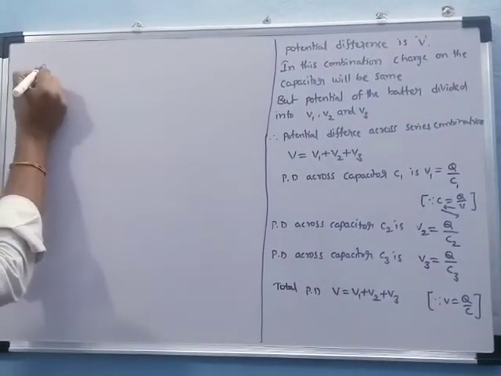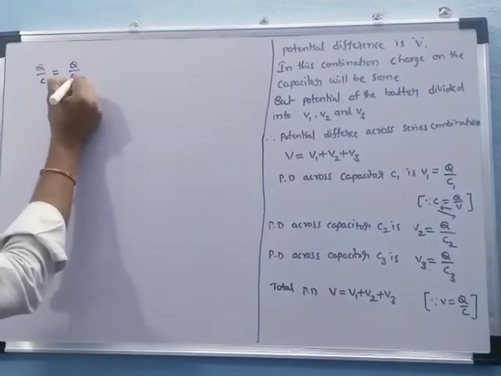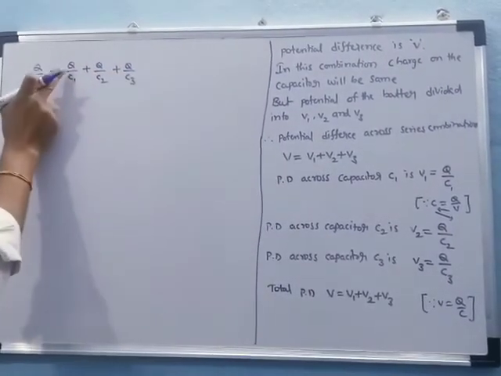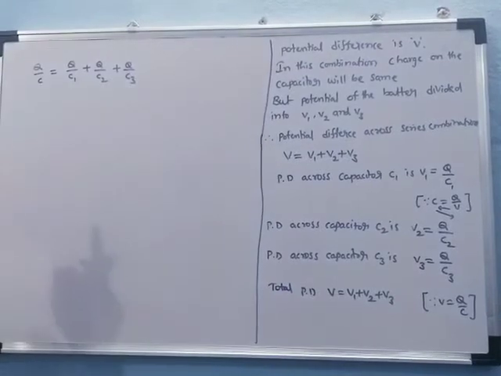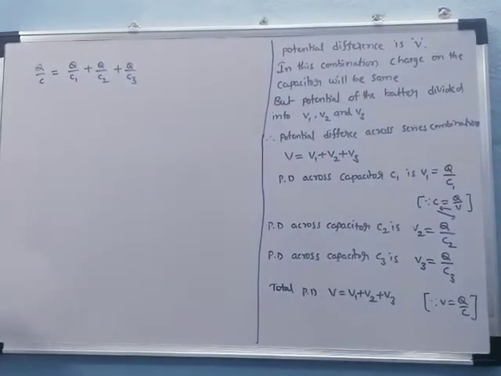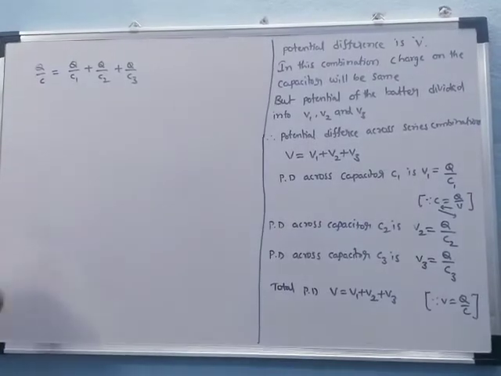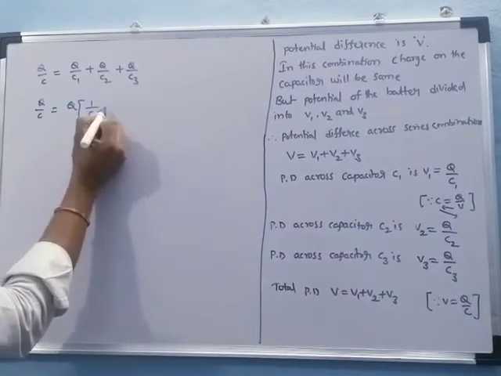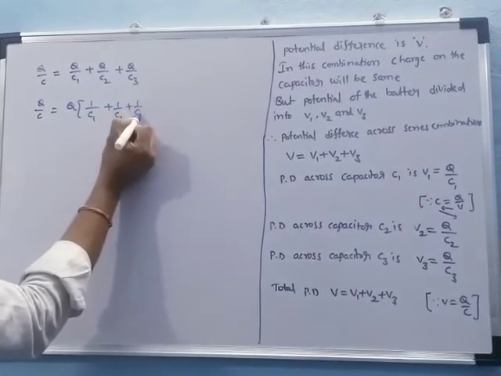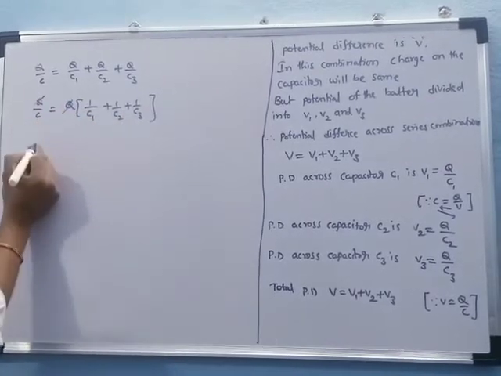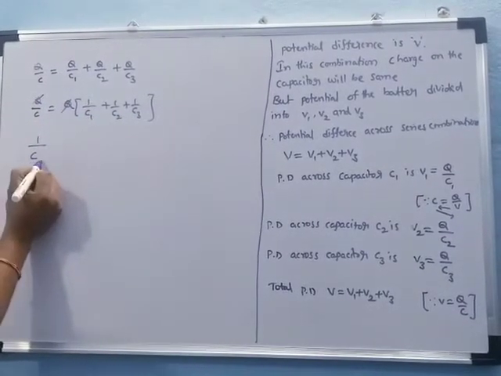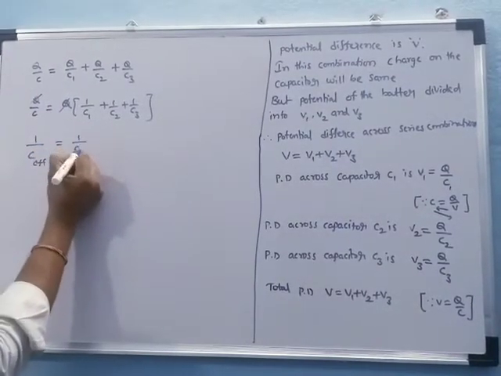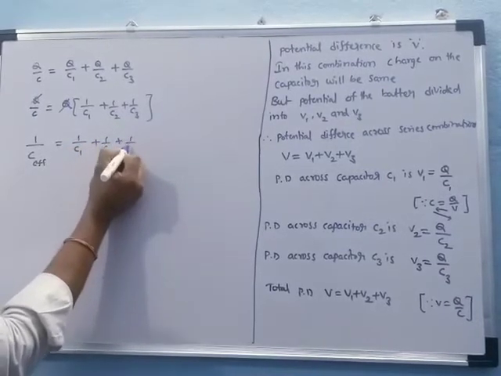V is equal to Q by C, which equals Q by C1 plus Q by C2 plus Q by C3. Why are we not writing Q1, Q2, Q3 here? Because the charge will be the same on each capacitor. That's why we take the same Q here. Then we take Q common: Q by C is equal to Q times 1 by C1 plus 1 by C2 plus 1 by C3. Then the Q gets cancelled. 1 by C is nothing but 1 by C effective. The effective capacitance is equal to 1 by C1 plus 1 by C2 plus 1 by C3.